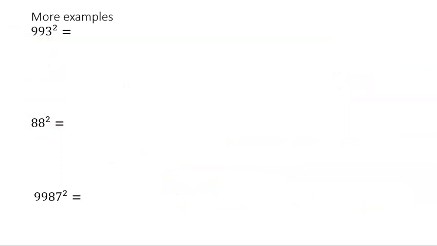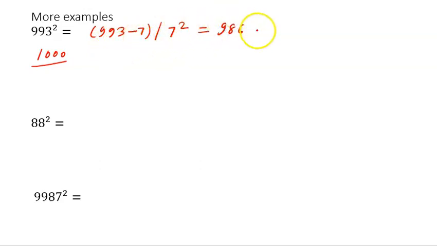So let us solve some more problems to get the concept clear. Suppose I ask you what is 993 squared. So what will be the left hand side? Left hand side will be 993 minus 7, because for this number the base is 1000 and this number is 7 less than 1000. And the right hand side will be the square of 7, that is 7 square. So 993 minus 7 becomes 986, and 7 square is basically 49, right?